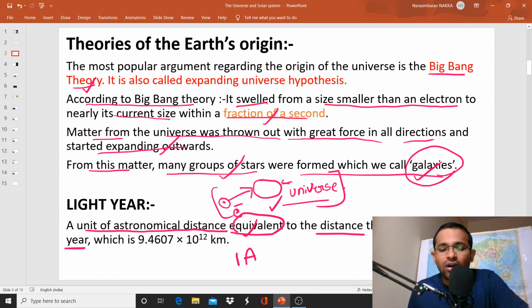So 1 astronomical unit is equal to the distance traveled by light in 1 year.